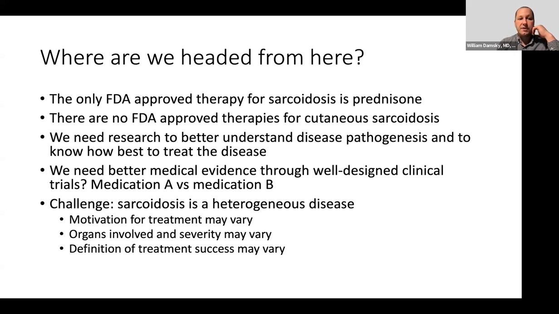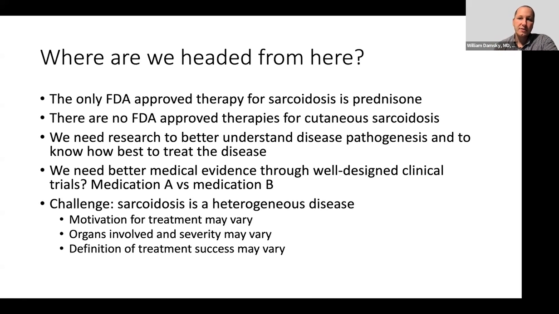So the only FDA-approved therapy for sarcoidosis is prednisone. There are no FDA-approved therapies for skin sarcoidosis or sarcoidosis in other organs. Everything else we use is what's called off-label. So it's approved for something else, but we're using it to treat sarcoidosis.